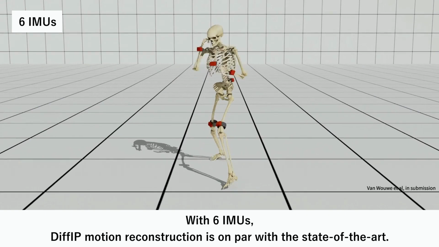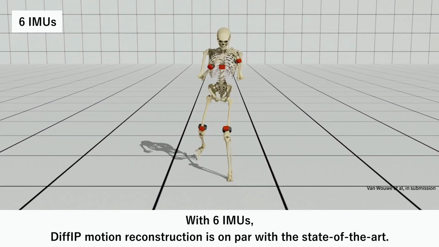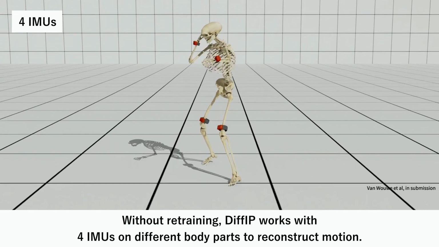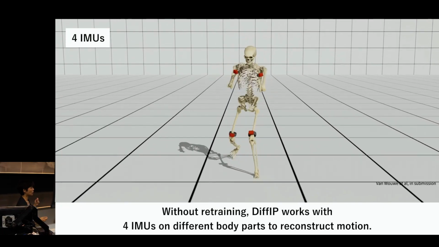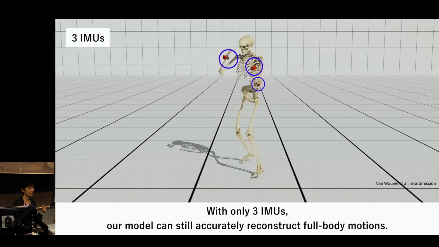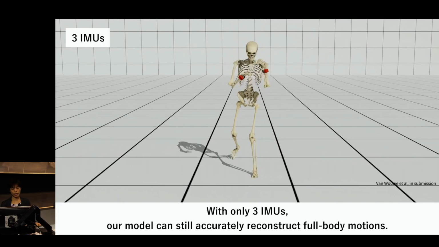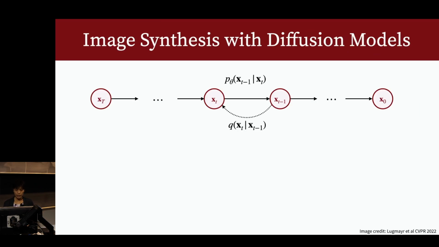We want to be able to have a single motion reconstruction model, agnostic to where you put IMU sensors and how many IMU sensors you use. Basically, we want the flexibility to determine where to put IMUs and how many IMUs you use on the fly, based on the motion of interest, without the need to retrain the model. So we use a diffusion model to give us this flexibility I was mentioning.